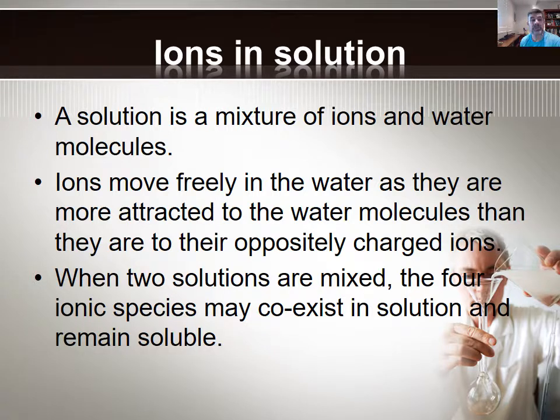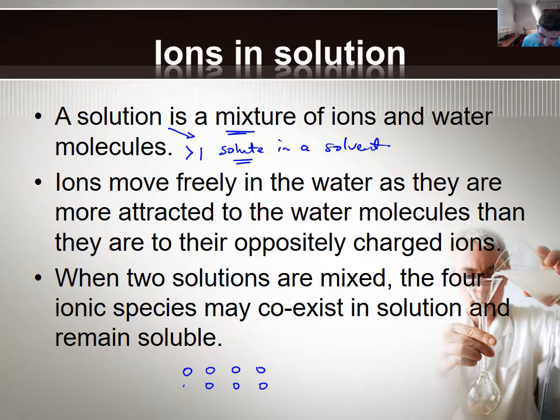Firstly, a solution is a mixture of ions and water molecules. So we know that a solution is basically a mixture of a solute in a solvent. Now what we've started to do is add multiple solutes, so there may be more than one solute in a solvent. The ions move freely in the water as long as they are more attracted to the water molecules than they are to their oppositely charged ions. So we've represented our ions in the past as an ionic network that alternates between positive and negative.